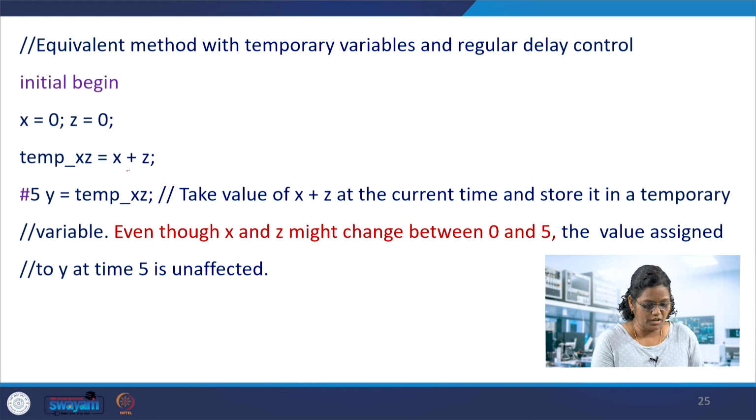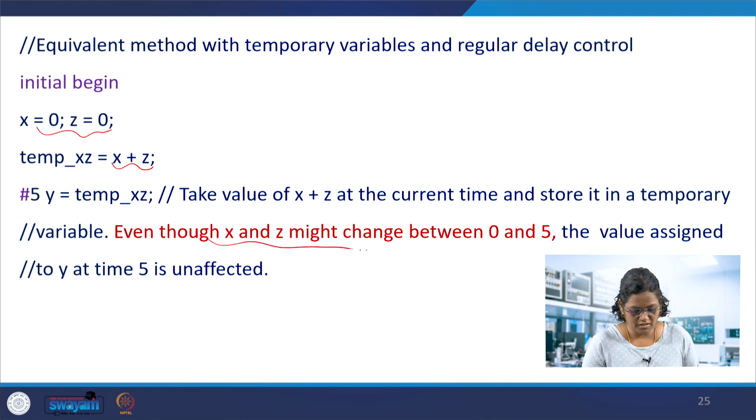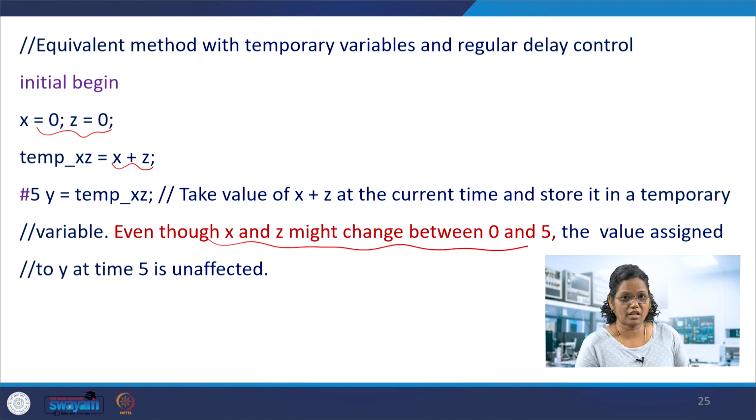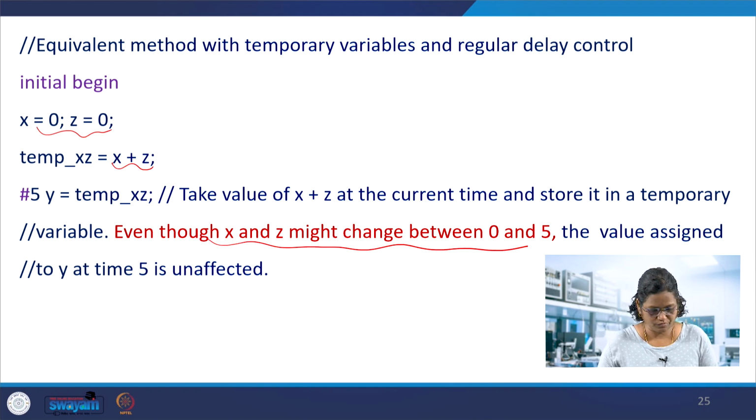If in between, after 0 and 5, x and z change, the value change will not be reflected in y, because the value which is evaluated at time t equal to 0 will be assigned after 5. So, that will be neglected. After assigning, suppose it is a continuous process, it looks for the current time, what the x and z values are, evaluates them, waits for 5 more time units and then assigns to the left hand side. So, the x and z might change in between, that will not be reflected in y. So, it does not affect y in that sense.